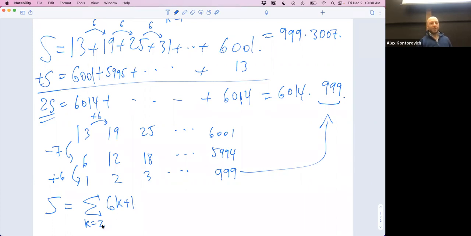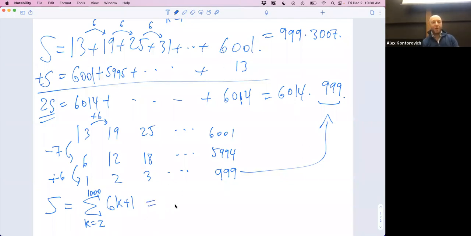Okay, so when k is equal to 2, 2 times 6 is 12 plus 1 is 13. That's the first term. And how about the last term? Well, it's 6,000 plus 1. So k should end at 1,000. You see that? Okay, so that's one way you could have written it. That's a perfectly fine sigma notation for this sequence.